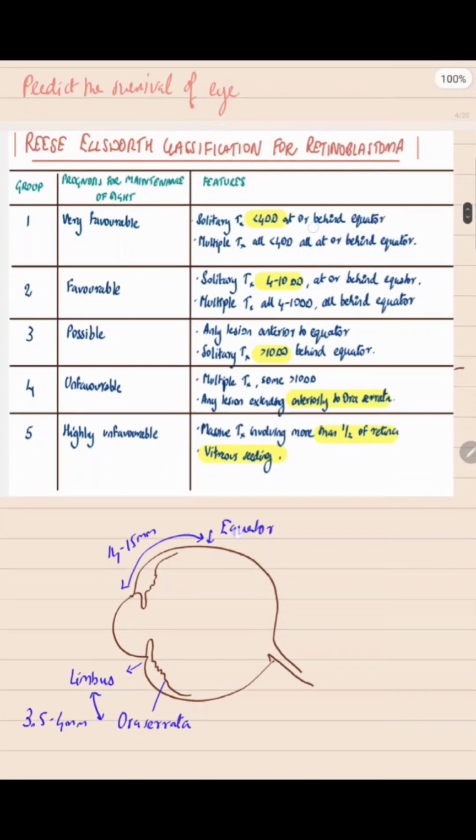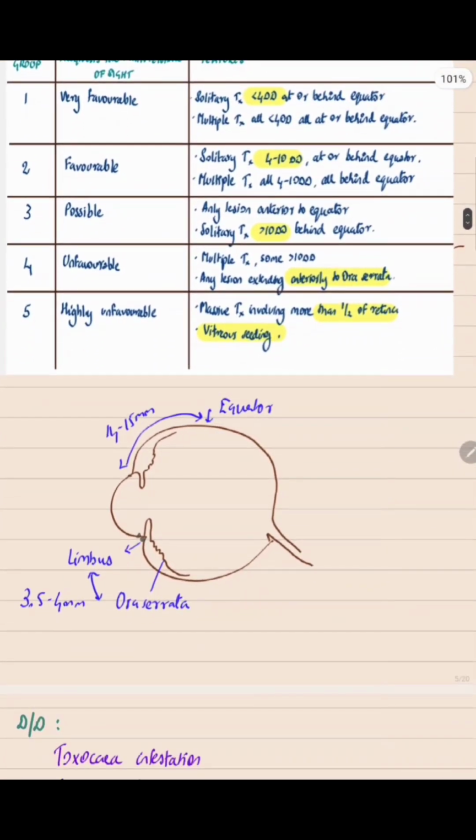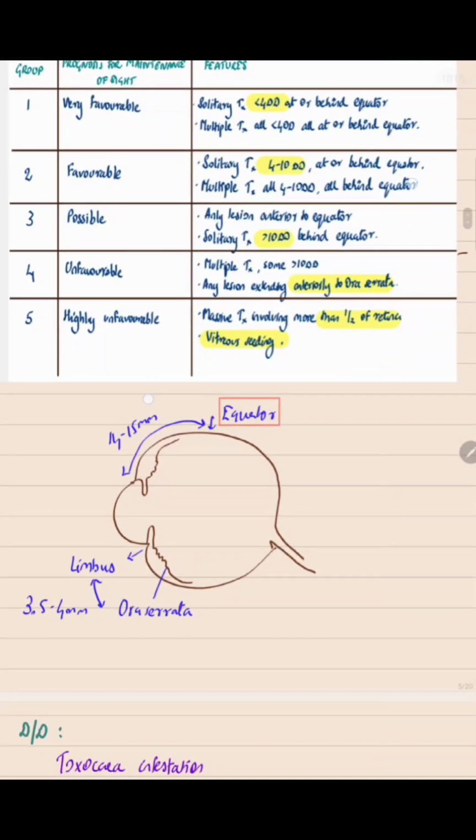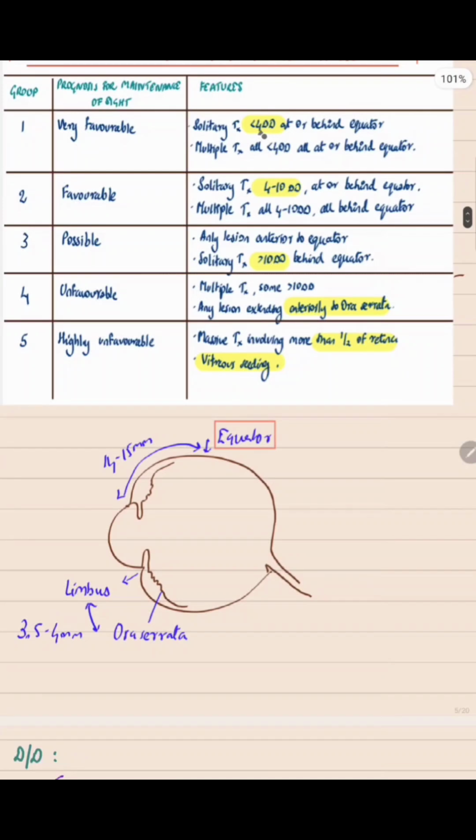According to this, this is the limbus; about 3.5 to 4 mm from the limbus is the ora serrata, and about 14 to 15 mm from the limbus is the equator where the vortex veins drain. So if the tumor is solitary and less than 4 disc diameters at or behind the equator, then it is very favorable. If it is 4 to 10, then it is favorable. If it is more than 10, then it is possible. Prognosis for maintenance of sight is possible.